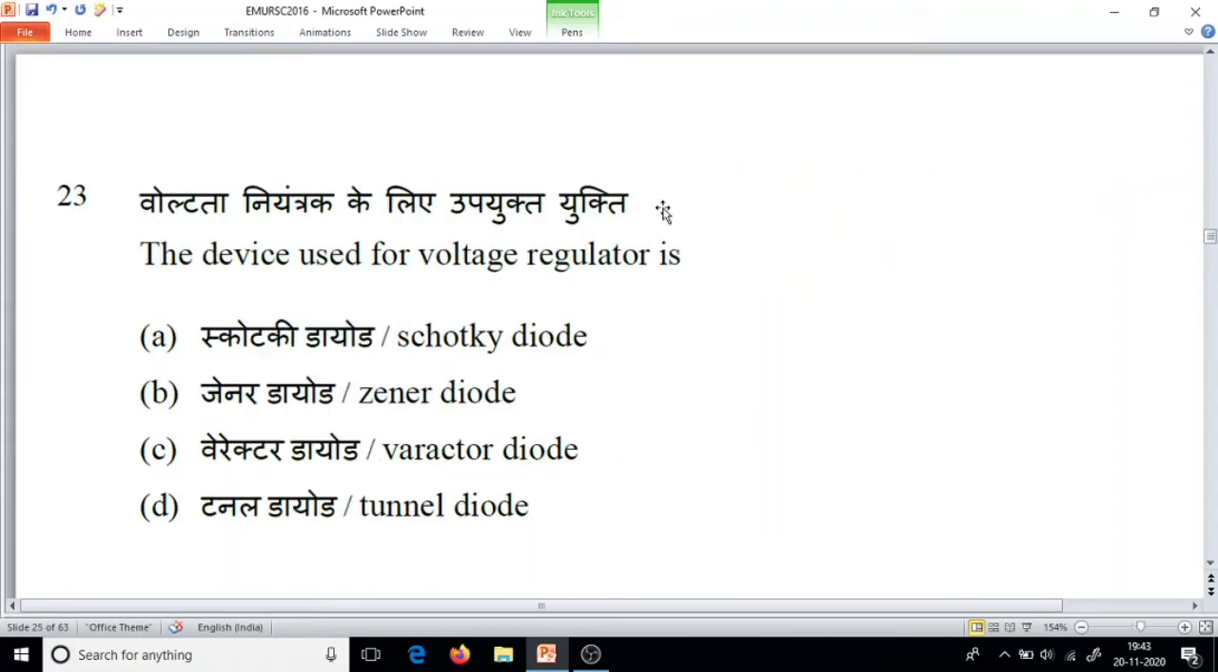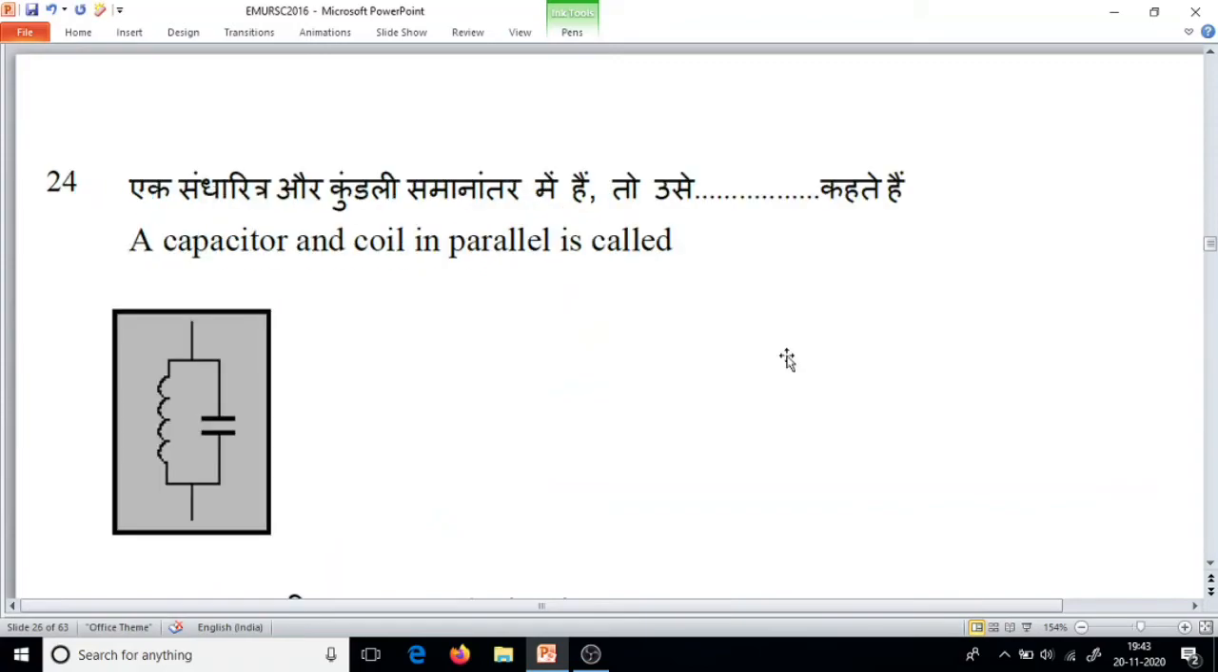Question number 23. The device used for voltage regulation. The answer is option B, Zener diode. I will try to make one video on Zener diode and some problems.